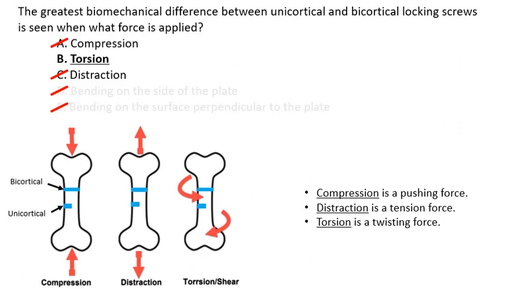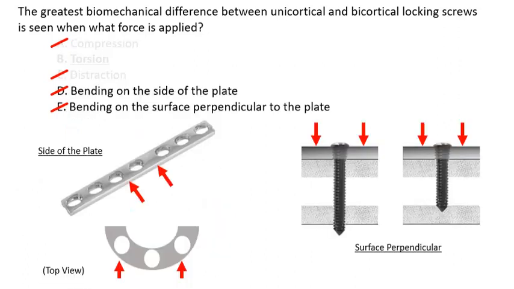Compression and distraction do not create a large biomechanical difference in the screws because the applied forces are not in line with the screw. The forces are acting perpendicular to the screws and do not have much effect on the behavior of the screws. Forces can also be applied to the plate that is supporting the screw.